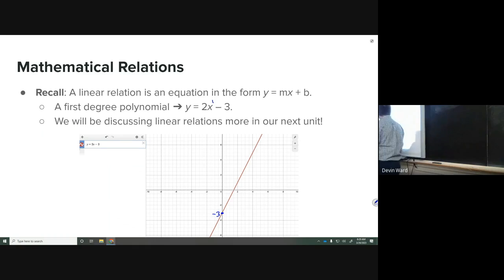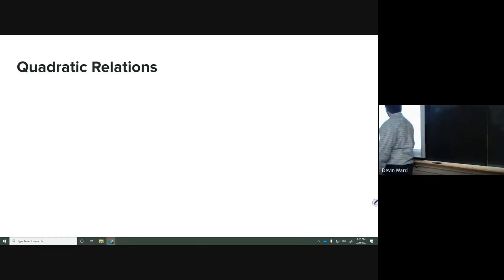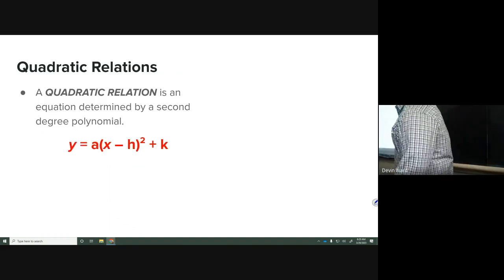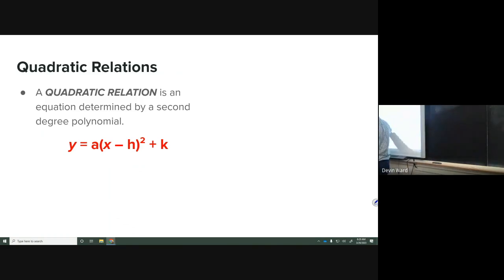Okay, so for this one, we're going to talk about quadratic relations. Okay, so a quadratic relation is an equation determined by a second degree polynomial. Okay, so it's going to have a square.